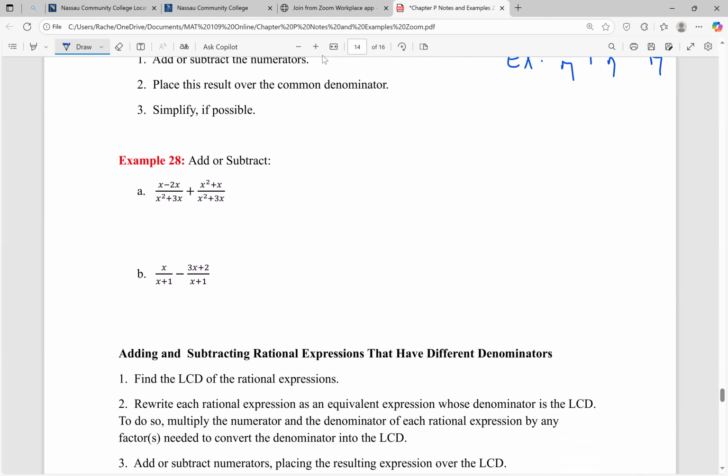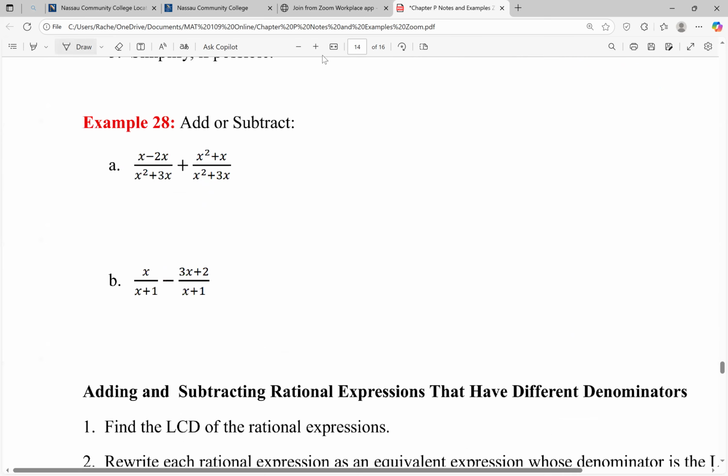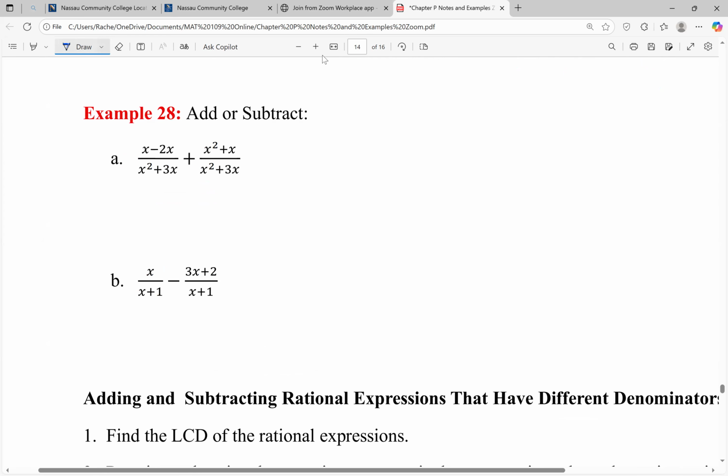So in example 28, part A, we want to add (x minus 2x) divided by (x squared plus 3x) to (x squared plus x) over (x squared plus 3x). So I see I'm adding fractions. I have a common denominator, so I'm going to add the numerators and put that sum over the common denominator. So this is going to be equal to (x minus 2x plus x squared plus x) divided by (x squared plus 3x).